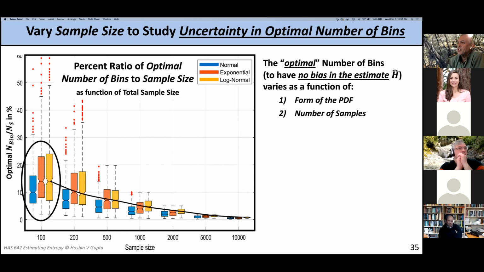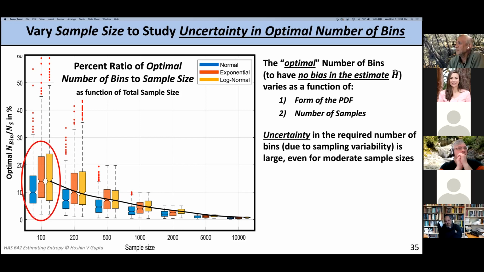The number of bins goes down, the ratio goes down as a function of sample size, and the uncertainty goes down with sample size, which is what you would hope. Okay, so uncertainty is large even for moderate sample sizes. If you look at, let's say, a sample size of 1,000, you can see that the number of bins as a fraction of sample size is varying quite a bit, from quite small numbers to reasonably large numbers.